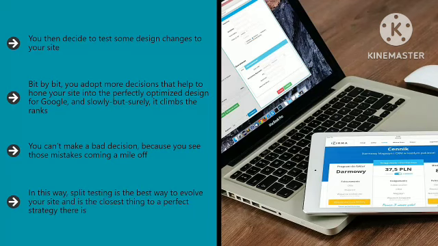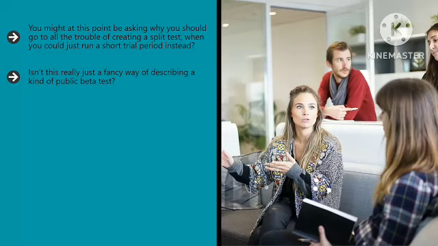You might at this point be asking why you should go to all the trouble of creating a split test when you could just run a short trial period instead. Why color three pages red and then wait for them to collect enough actionable data? Isn't this really just a fancy way of describing a kind of public beta test? Well, there are a few key differences to keep in mind, which involve thinking like an actual scientist, because that's what this is emulating. FYI, this is precisely the same technique used in research.